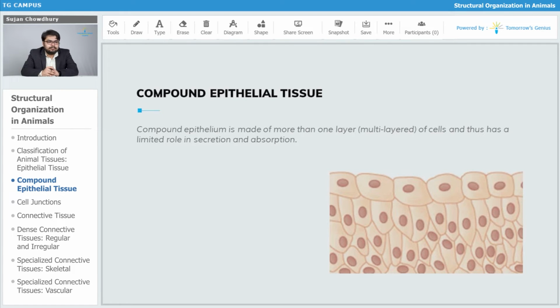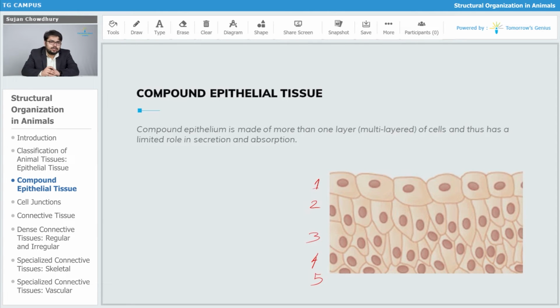The compound epithelium is made up of more than one layer of cells. Here you can clearly observe the first layer of cells, second layer, third layer, fourth layer, and finally the fifth layer. Several layers are there in which cells are arranged in this type of tissue system, and thus it has a limited role in secretion and absorption in various parts of the body.